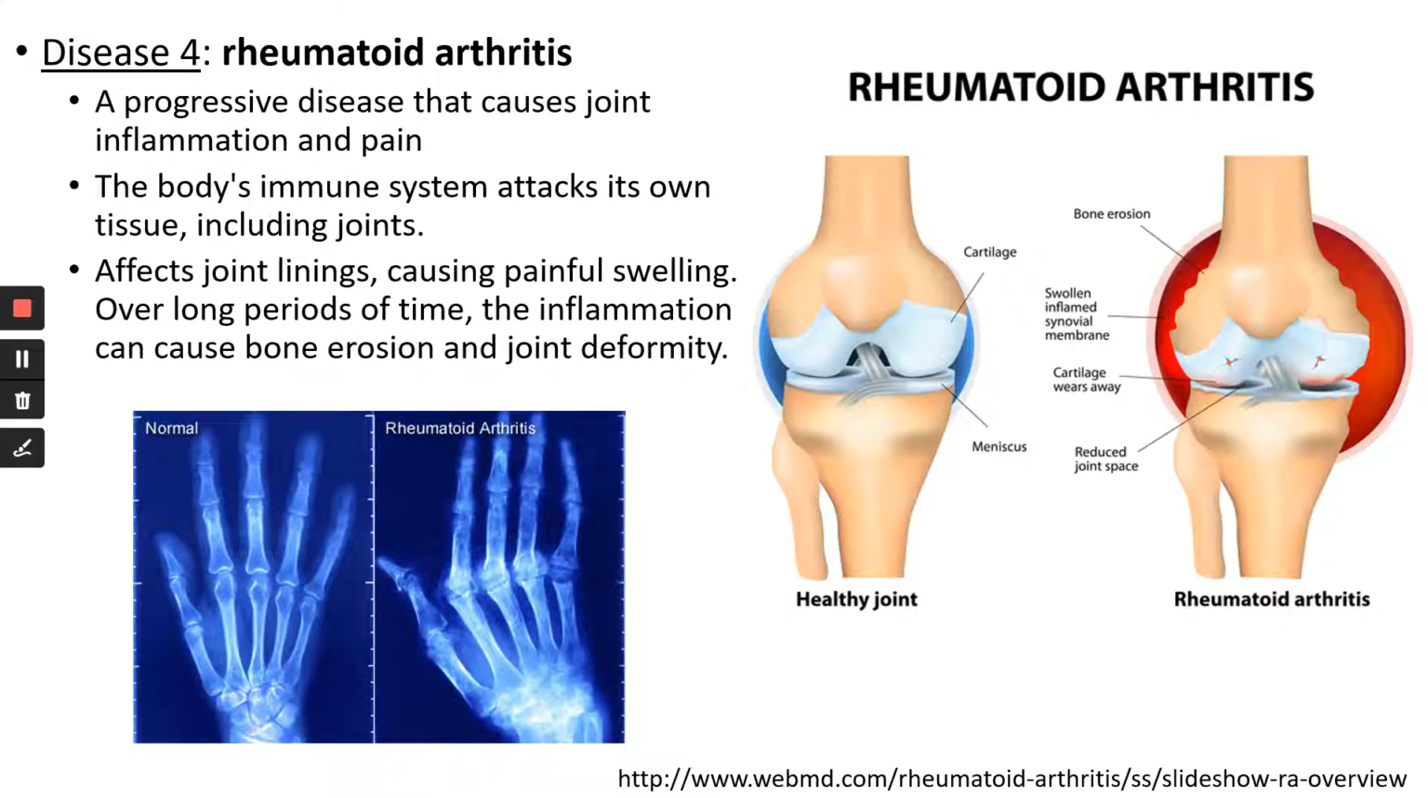The last one is rheumatoid arthritis. This is also a type of arthritis, but this is caused by your own body's immune system attacking its own tissue. So it's an autoimmune disease. The immune system is going to attack tissues, including the joints. It doesn't happen just to the cartilage like the previous disease, osteoarthritis. It also attacks all kinds of tissues in the joint. So you may have bone erosion, which eventually leads to joint deformity. There's a picture right here. Again, remember this is an autoimmune disease that causes joint inflammation and also a lot of pain.